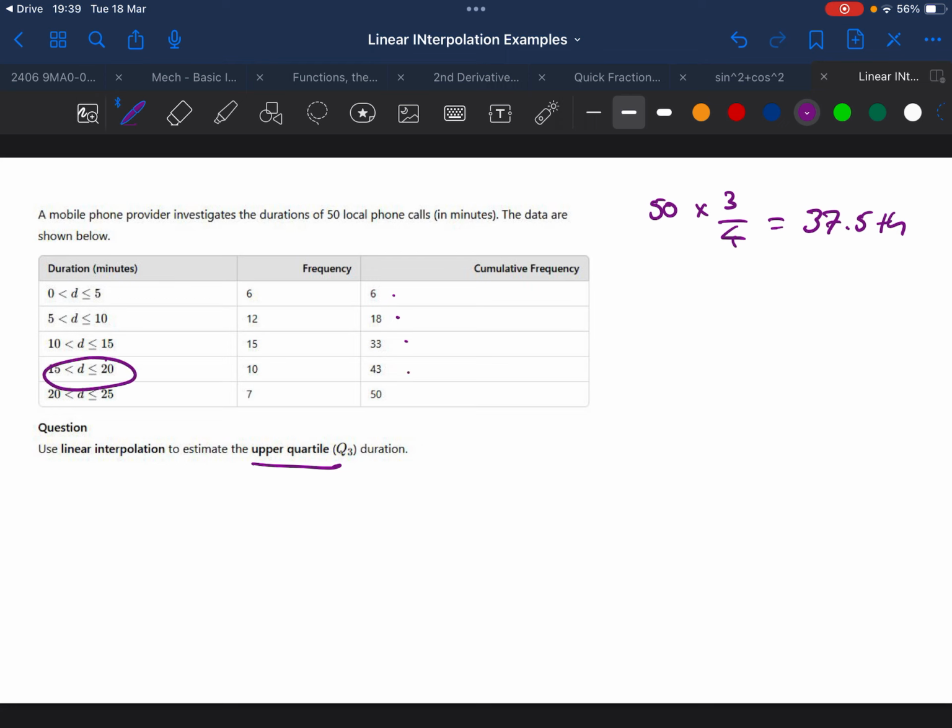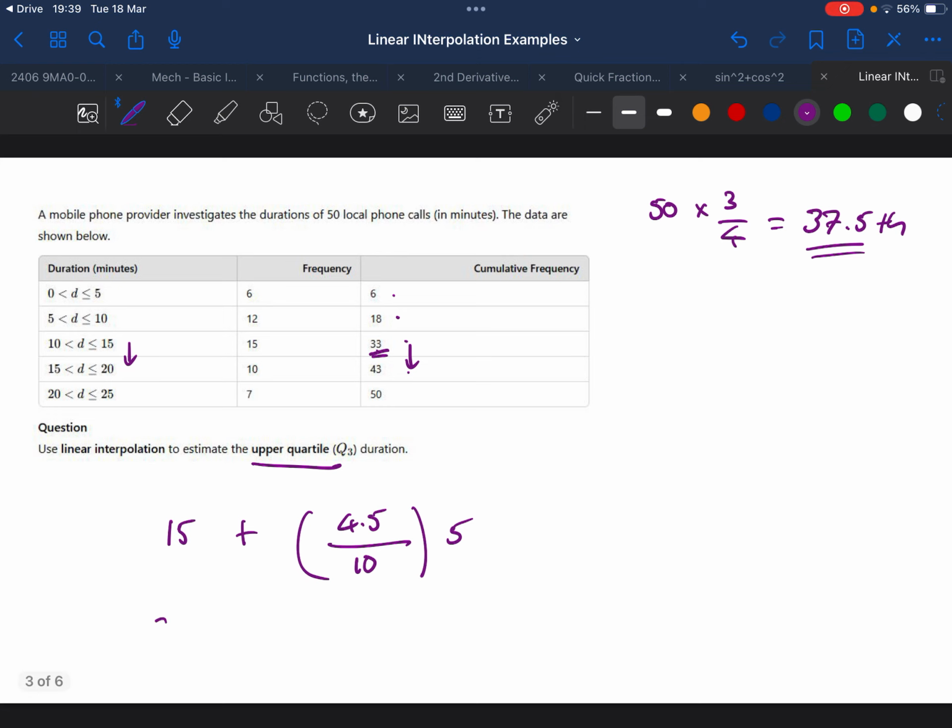So it must be happening somewhere in this group. So we're going to start at the 15 point, and we're going to add on a fraction of however wide the group is. So let's go from here, 33. How far to get from 33 to the 37.5th position? Well, if I subtract, that's 4.5. So I'm going to go 4.5 in this way and 4.5 in this way. What's it out of? Well, you need to take into account how wide the group is that you're going into, which is 10, and what's the class width? Well, that's 5. So that would be the calculation on this one.